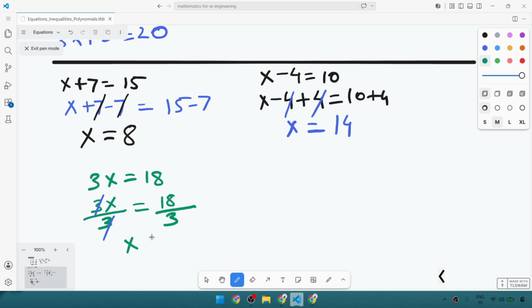At the right hand side, what will be happening? So let's put equals to sign. And here 18 divided by 3 is going to be 6. So we have got value of x as 6. And I told you, you can revalidate it if you put the value of x into this particular equation.